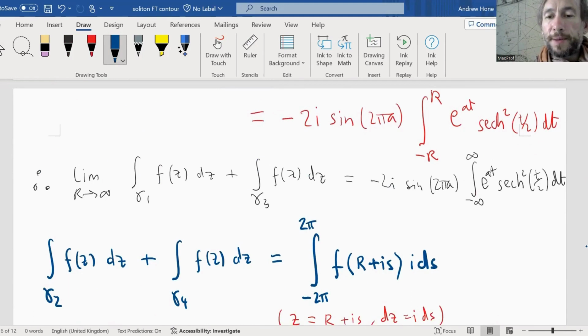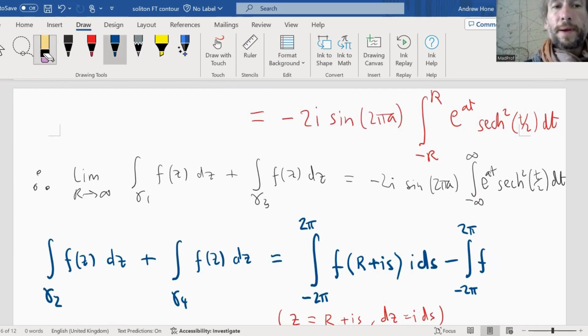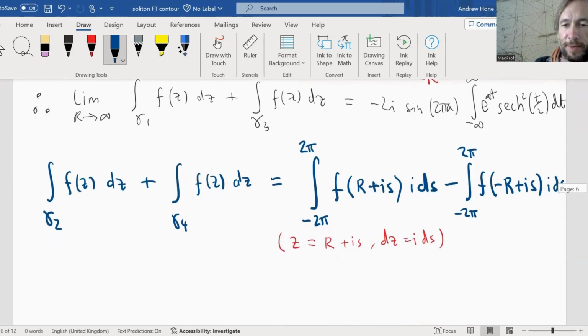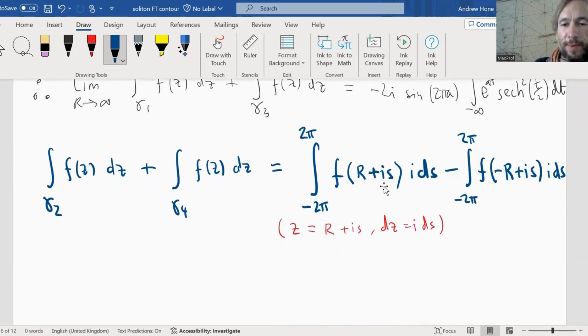We can write that as minus the integral from minus 2 pi to 2 pi. And then it'll be f of minus r plus is times I ds. Okay, so I won't go through the steps of the second substitution, but it's almost identical to the first one that we did with gamma 2.